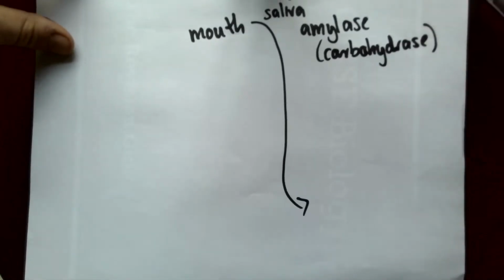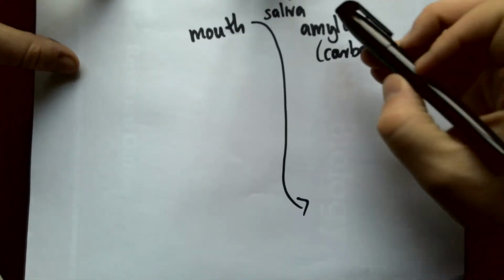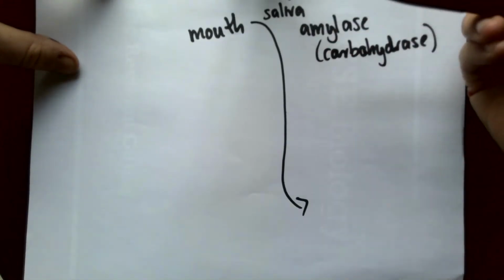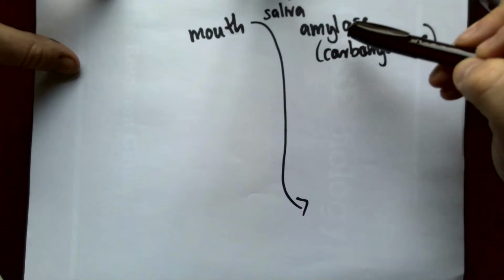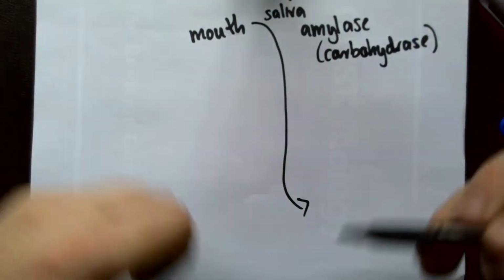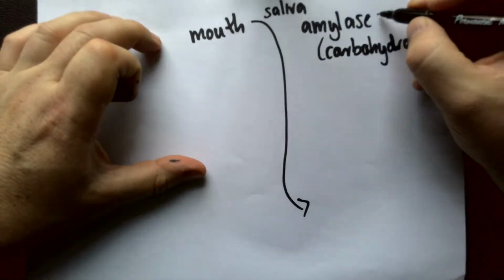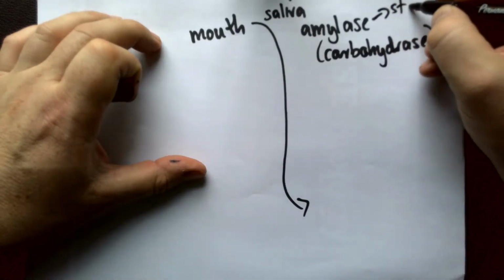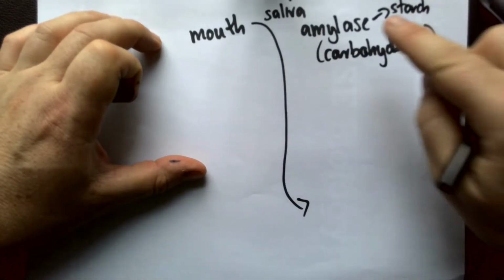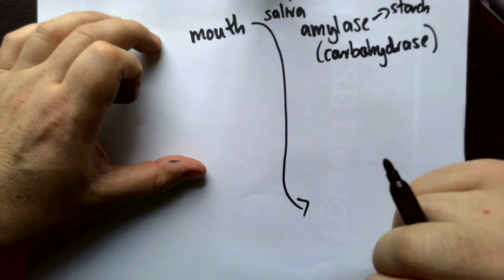Again, it's not going to be essential for the exam tomorrow, but it's good to know that the saliva glands make amylase, which is a carbohydrase, and that is to break down starch. Okay, so that is to break down starch. That's a specific example of carbohydrates.